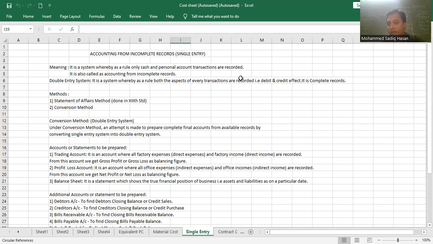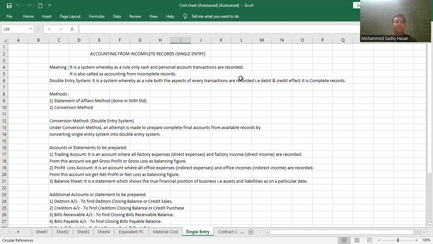So now we are going to study in FY, our first year, the topic called the double entry system. So let's see what the double entry system is. It is a system whereby, as a rule, both the aspects of every transaction are recorded, that is debit and credit account. So it's a complete record.